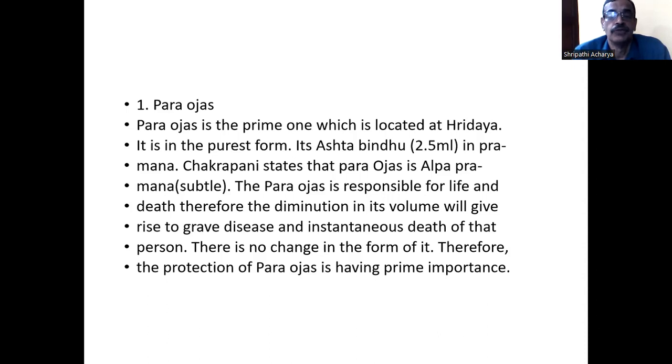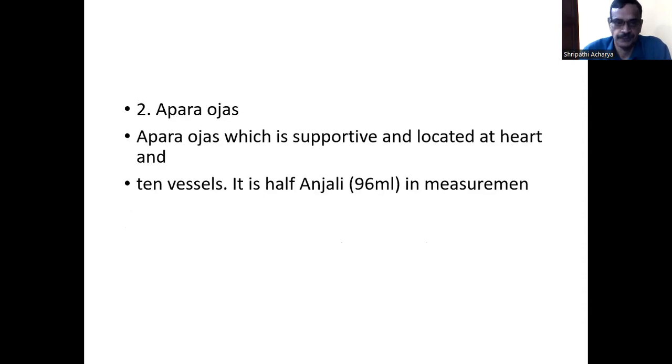Therefore, the diminution of its volume will give rise to grave disease and instantaneous death of that person. There is no change in the form of it. Therefore, the protection of Paravojas is of prime importance. The second one is Aparavojas, which is supportive and located in the heart and ten blood vessels. It is half Anjali, that is 96 ml in measurement.